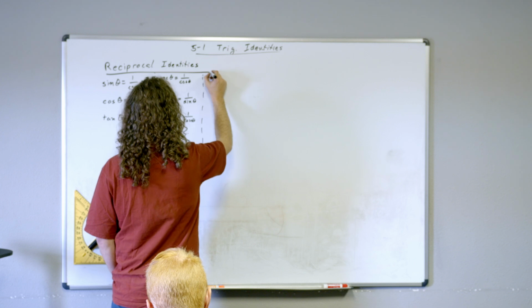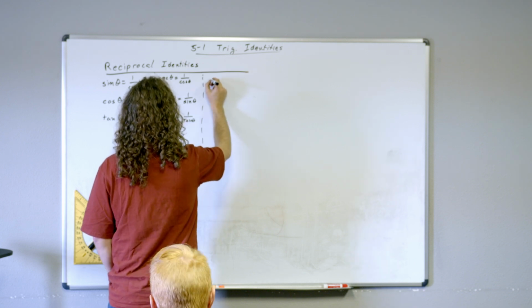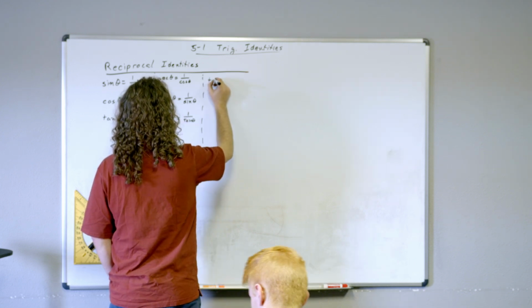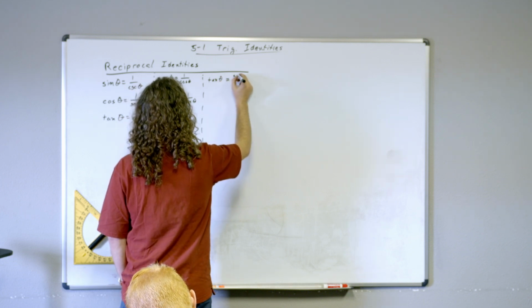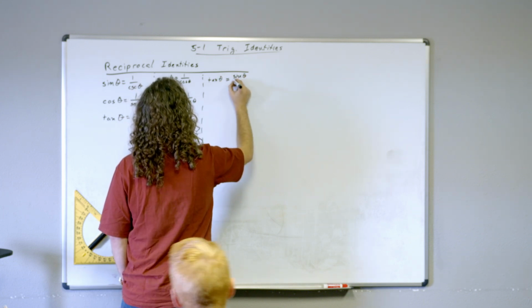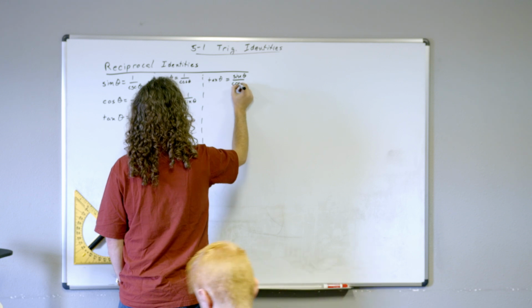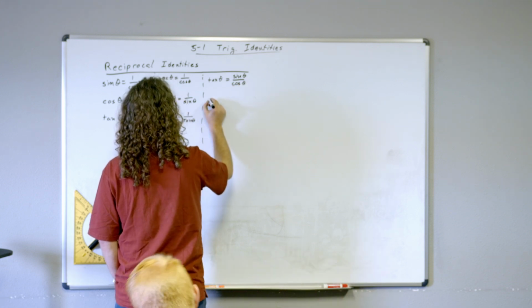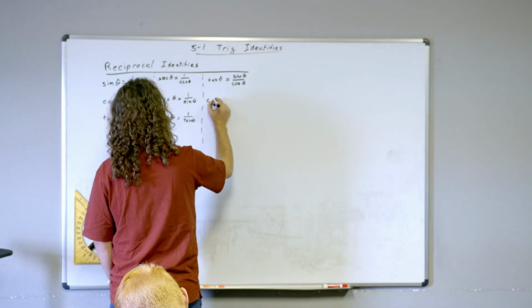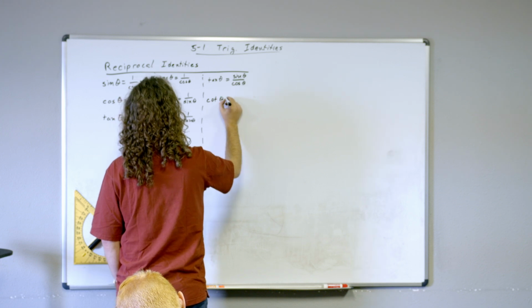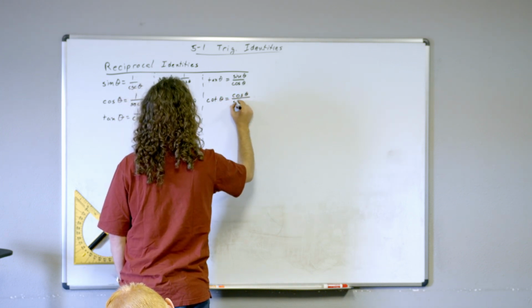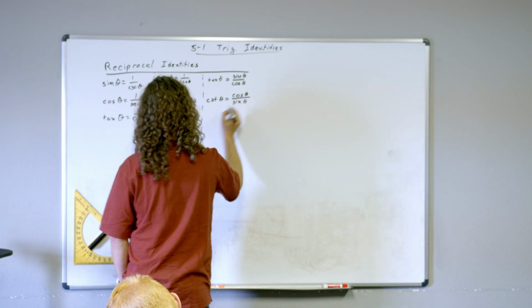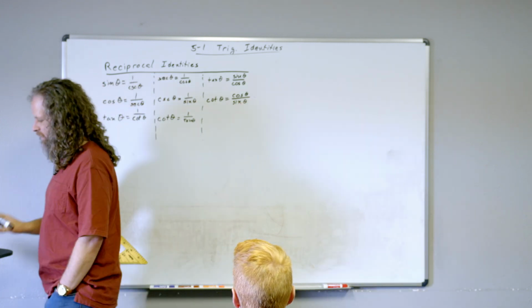And you also know these already. The tangent of theta equals the sine of theta over the cosine of theta. And by that logic, the cotangent of theta equals the cosine of theta over the sine of theta. Right? We know all those.